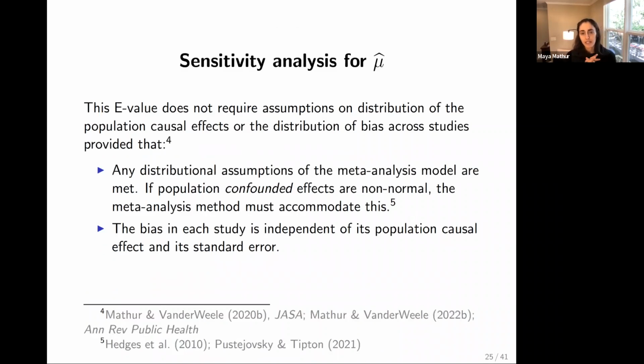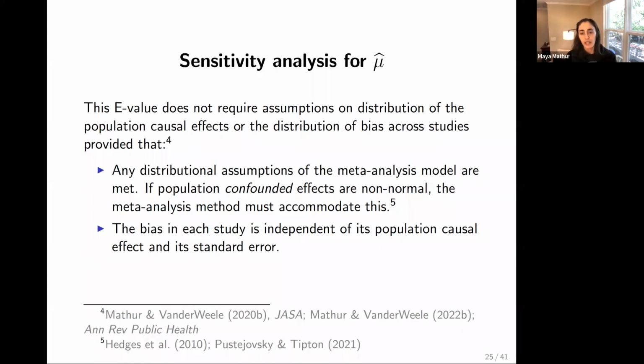Okay, so a little bit more detail on this e-value for the point estimate mu hat. It doesn't require making assumptions on the distribution of the population causal effects or assumptions on the distribution of bias across studies under two assumptions. So the first assumption is basically the meta-analysis of the confounded effects needs to be correctly specified in the sense that we need to fulfill any distributional assumptions of the model that we're fitting.